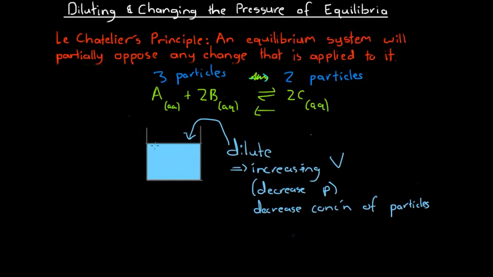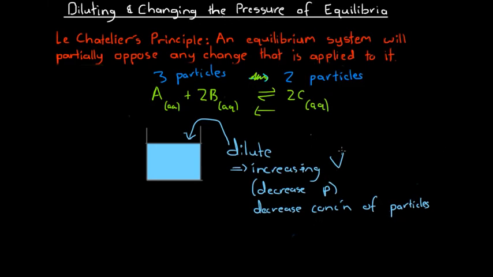So diluting a solution, or increasing the volume of an aqueous solution, can be analyzed in exactly the same way as increasing the volume of a gaseous mixture. In both cases, we would see a net back reaction for this reaction here in order to produce more particles and increase the pressure or increase the concentration of particles in our solution.